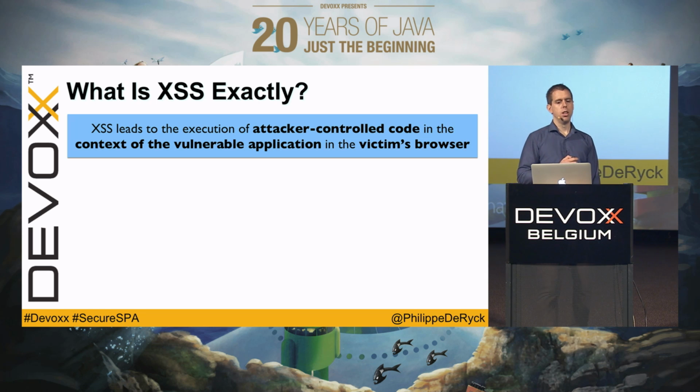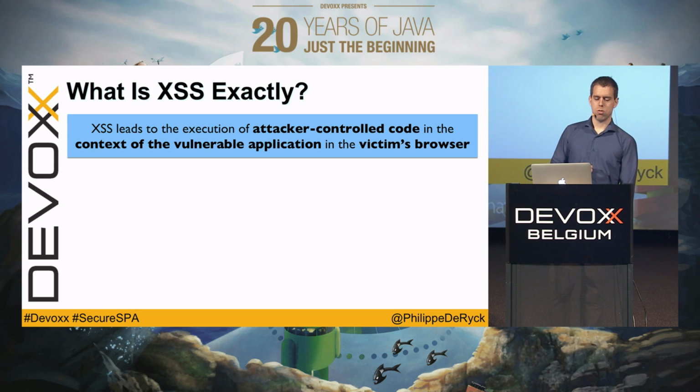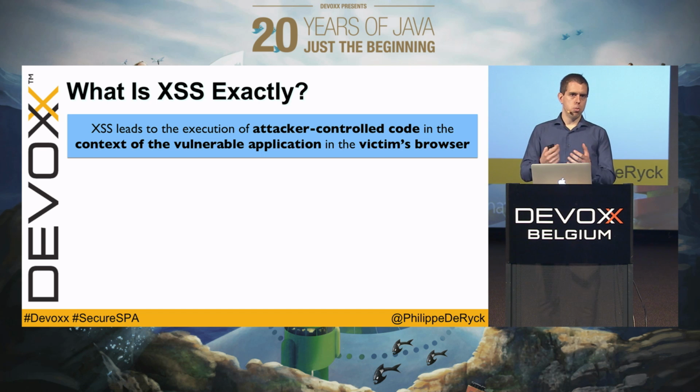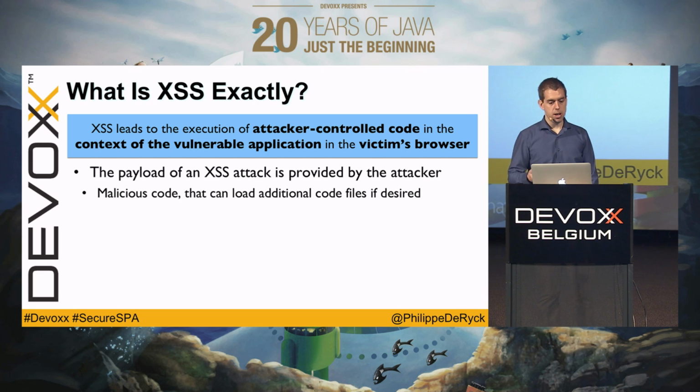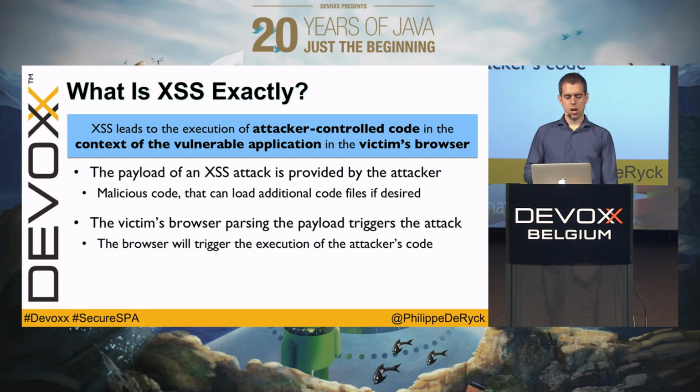Essentially, cross-site scripting leads to the execution of attacker-controlled code in the context of the vulnerable application within the victim's browser. So essentially, in our example from Apache, the vulnerable application was the bug tracking software. Within its context in the victim's browser, the attacker was able to launch some code, and the victim, in this case, was an administrator. So the attacker was able to steal the cookie of an administrator, simply by injecting some code. The payload is provided by the attacker. It's malicious code. It can load additional files. Essentially, it can do anything a script can do in the browser.